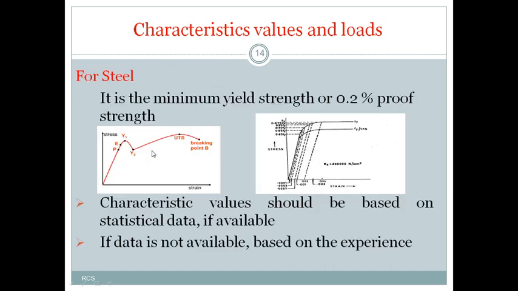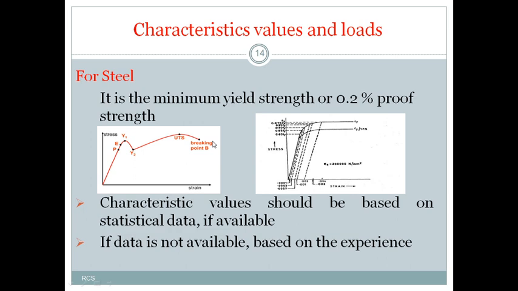Next, the characteristic strength for steel. If I want to define the characteristic strength of steel, it corresponds to the minimum yield point or minimum yield strength at 0.2% proof strength. What do you mean by this? Here if you take a mild steel, the stress strain curve of mild steel will be like this. This is the proportionality limit, elastic limit, upper yield point, lower yield point, ultimate point and breaking point.